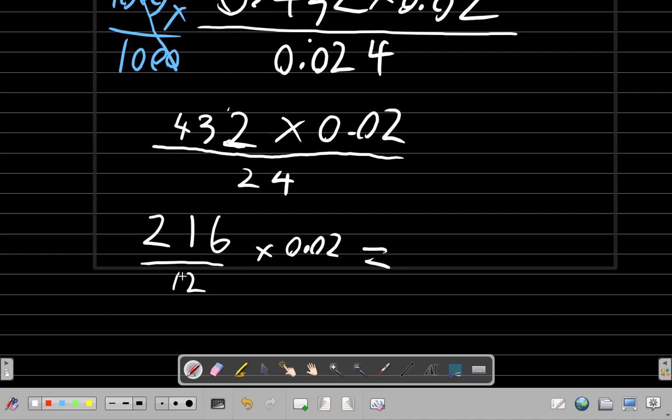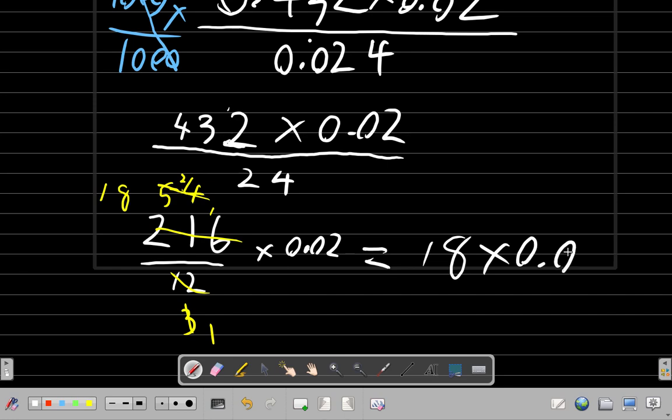Alright, so 4 into 12 is how much? 4 into 12 is 3. 4 into 21 is 5, remainder 1. 4 into 16 is 4. Can 3 go into this? 3 into 3, 1. 3 into 54 is how much? 3 into 5 is 1 time, remainder 2. 3 into 24, 8. Okay, it's 18. It comes down to 18 times 0.02.